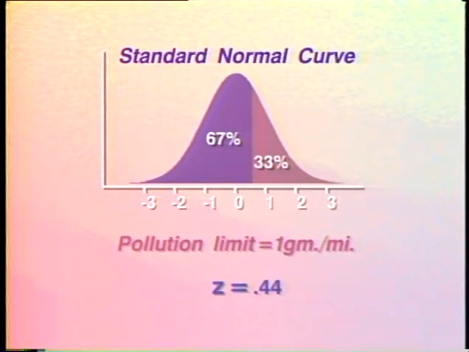So GM has found that based on their testing of prototype engines, about 33% of engines manufactured from the prototype could be expected to exceed the legal limit.